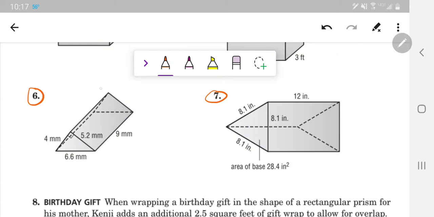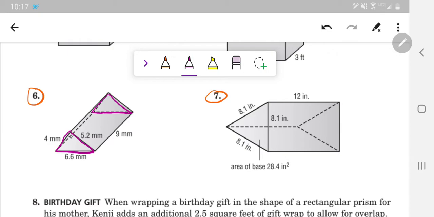All right, I'm going to do the bases first. The bases of this triangular prism are right here. How do I know they're the bases? Because they're the congruent faces. They're parallel to each other. I'm going to find it once and then just double it.